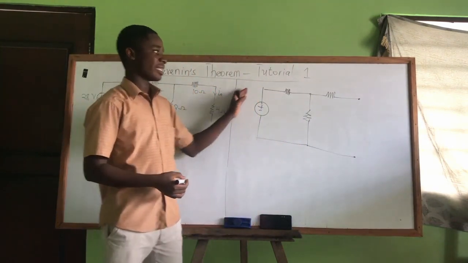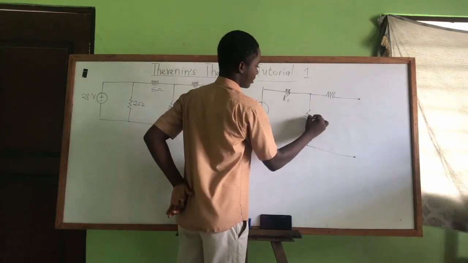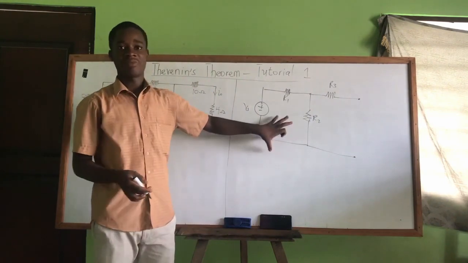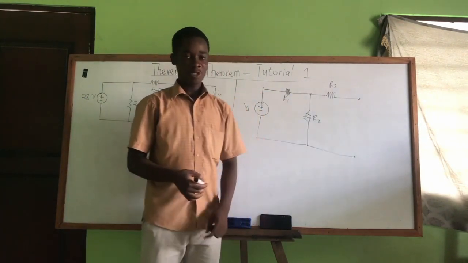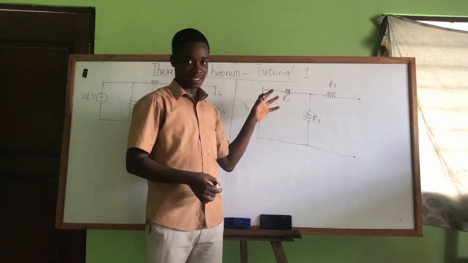So I have built a circuit like this. In this circuit, I have a voltage source, a resistor here, another resistor, another resistor. This is the circuit that I have built. It is a two-terminal linear circuit. It has two terminals here, and at these terminals is where we can connect any load to the circuit.